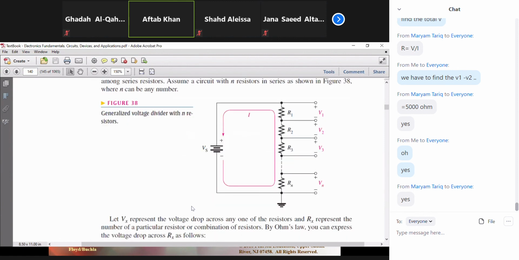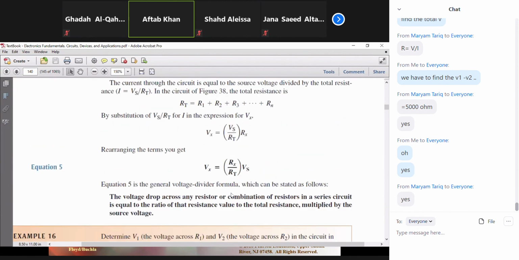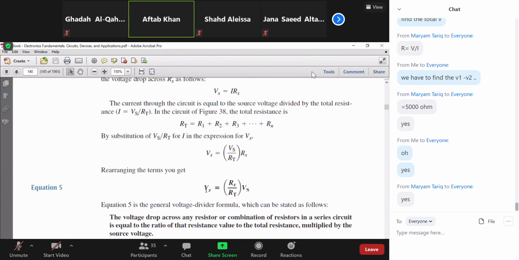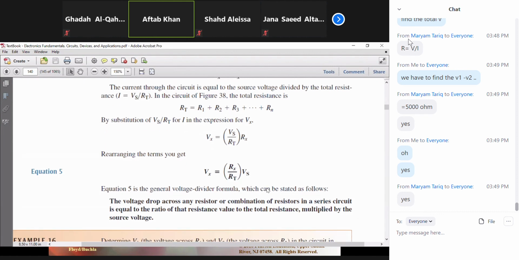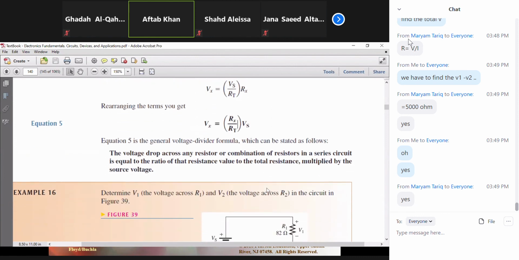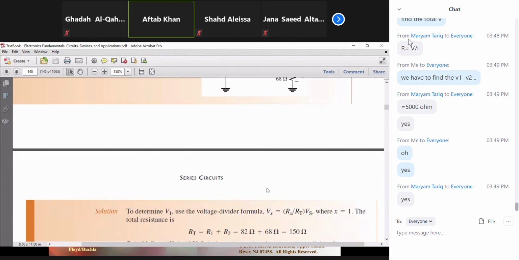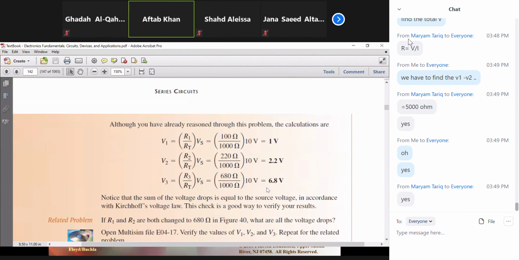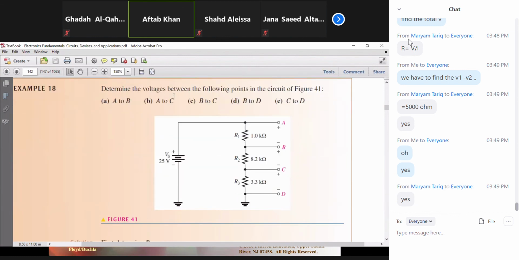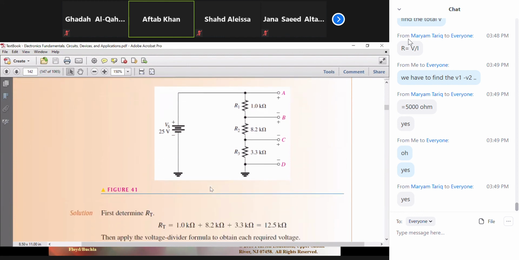The voltage divider formula they are asking about here. Apply this one. This is a general formula. They say Vx is equal to Rx over RT. What does it mean? Yani if I want to know the voltage across any resistor X, X will be on top and the lower will be the total. It is just a general formula, they just write it this way, and they ask some more questions. A few more very good examples here. Determine the voltage between the following points. We already considered this example.